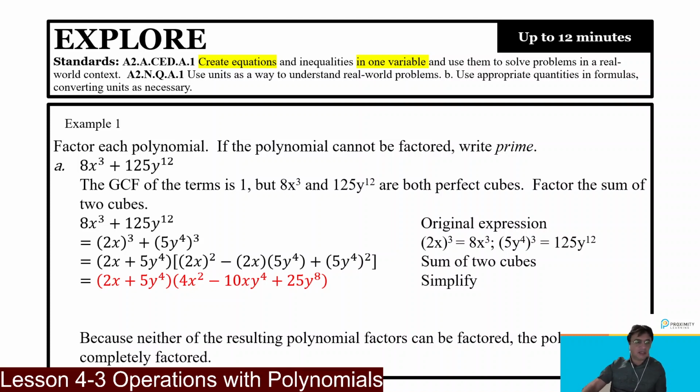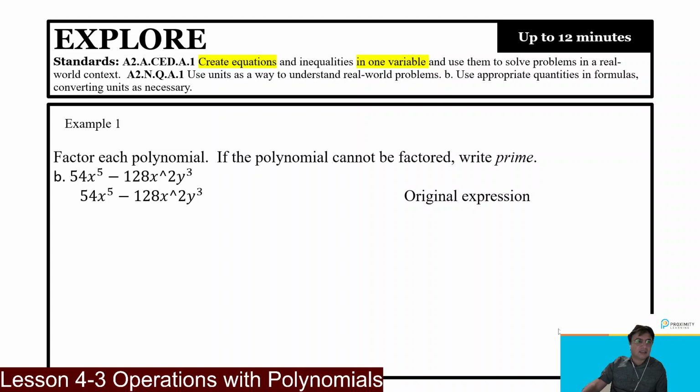Let's pause the video here and let's take notes. Let's make sure that we understand everything and ask questions. Alright, I hope that you were able to take notes here. Let's look at part B of this example. We have to factor this polynomial, and if we can't factor it, then we just say prime.